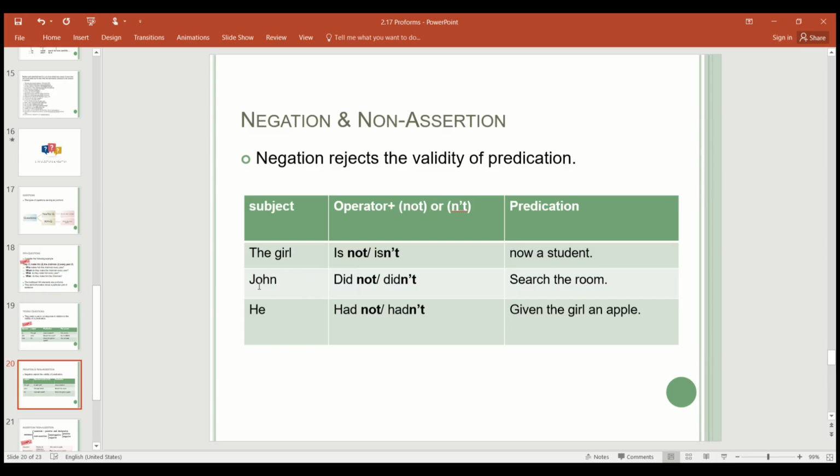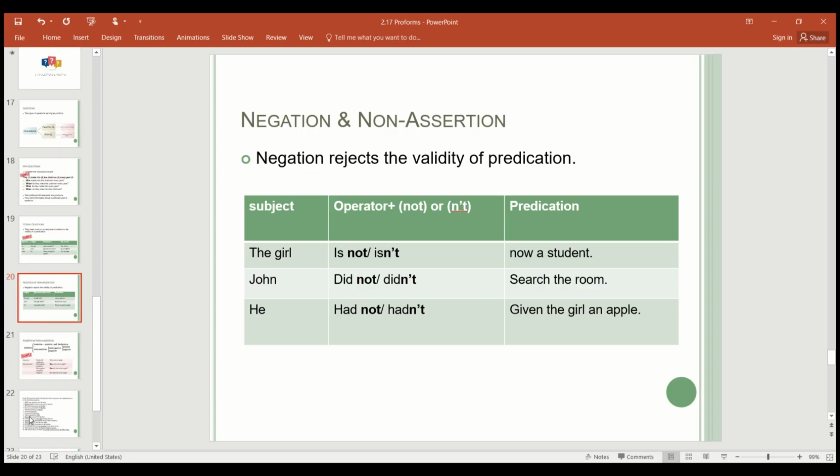The second example, Joan didn't search the room. So the process of searching the room is not valid because it is negated by the operator. The third example, he hadn't given the girl an apple. So the fact that the girl is given an apple is not valid because the operator of the sentence is negative. So this is the idea of negation. It rejects the validity of the predication.